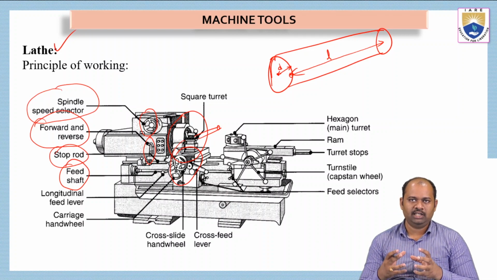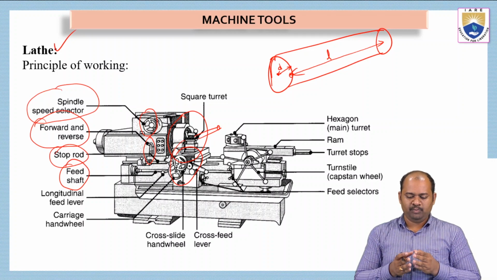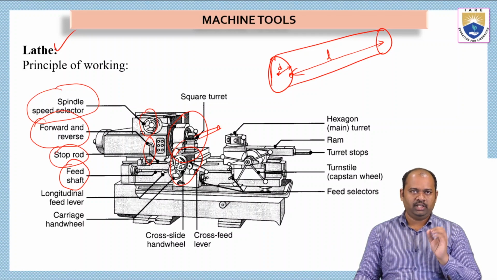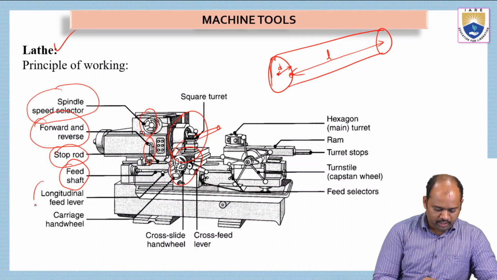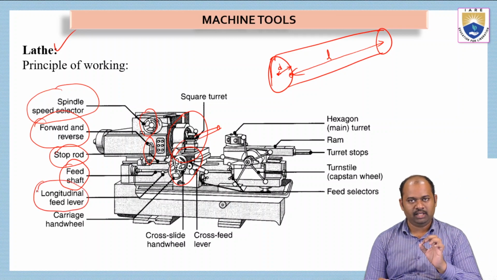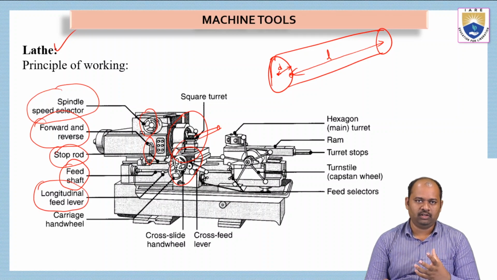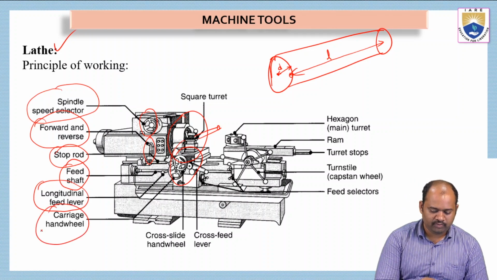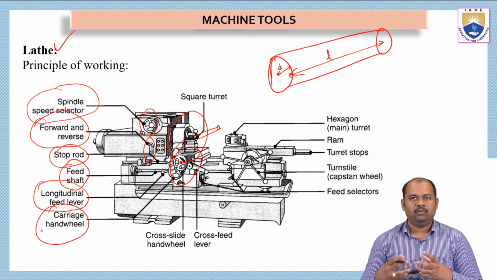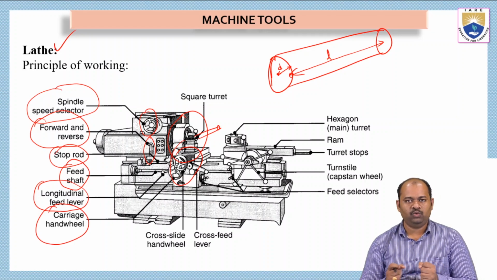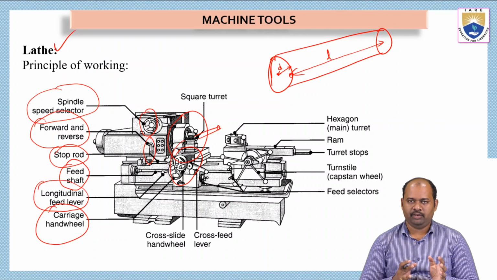Okay, we can decrease the diameter of the entire cross section by giving feed. So that is called feed. And then we have the longitudinal feed lever, a lever which can be operated so that we can change the longitudinal feed also. And then we have the carriage hand wheel. This carriage hand wheel is operated to move the tool post towards the right side or left side.